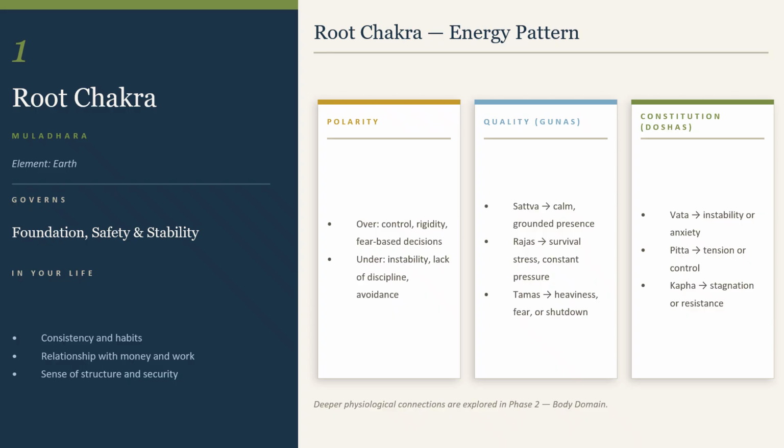In constitution, Vata imbalance creates instability or anxiety. Pitta imbalance creates tension or control. And Kapha imbalance creates stagnation or resistance. In your life, this chakra shows up in your inconsistency, your habits, and your relationship with money, work, and structure.